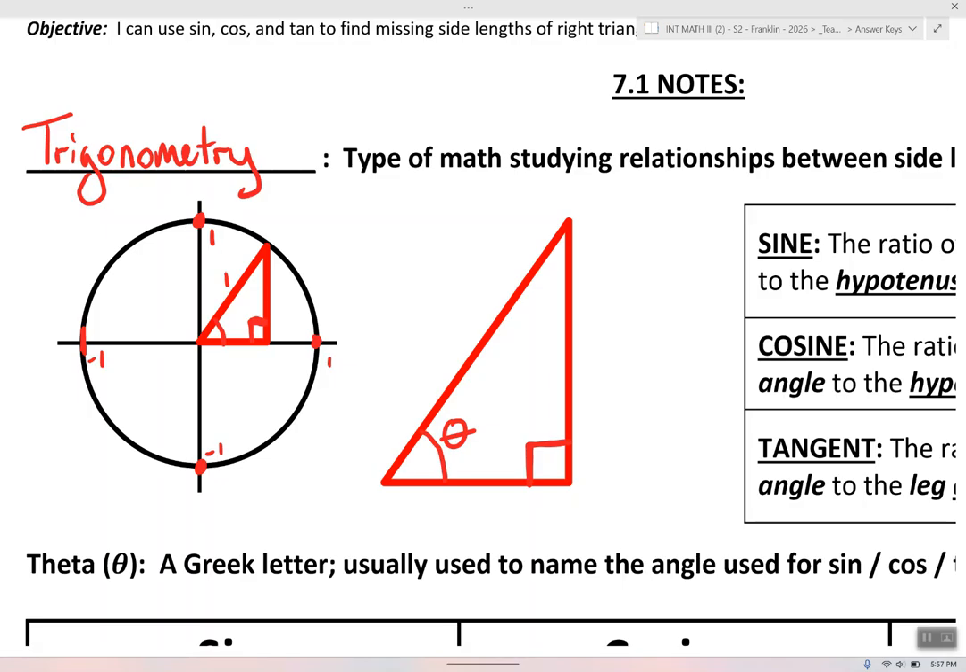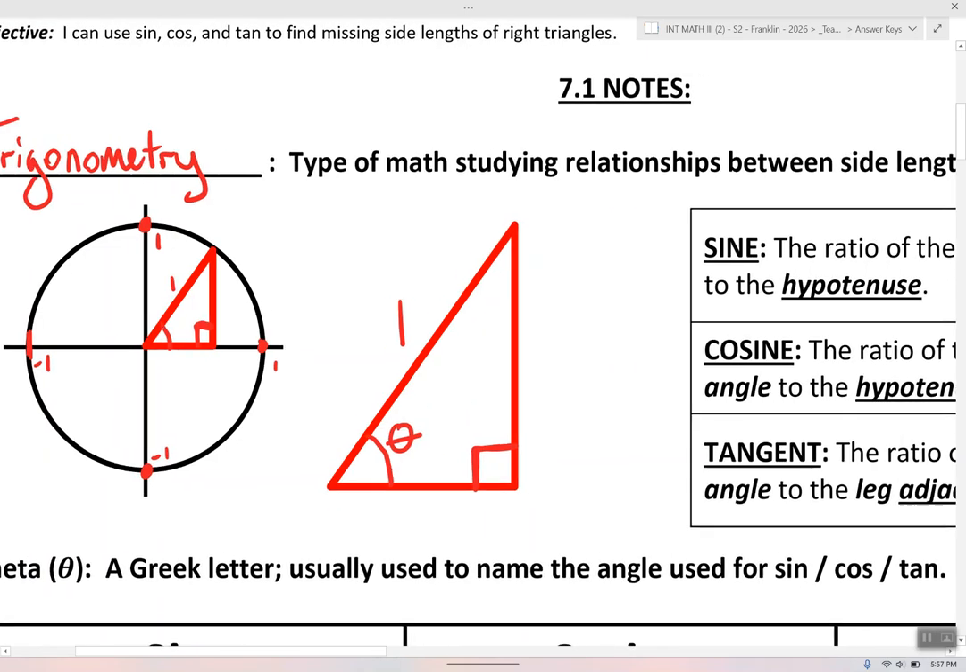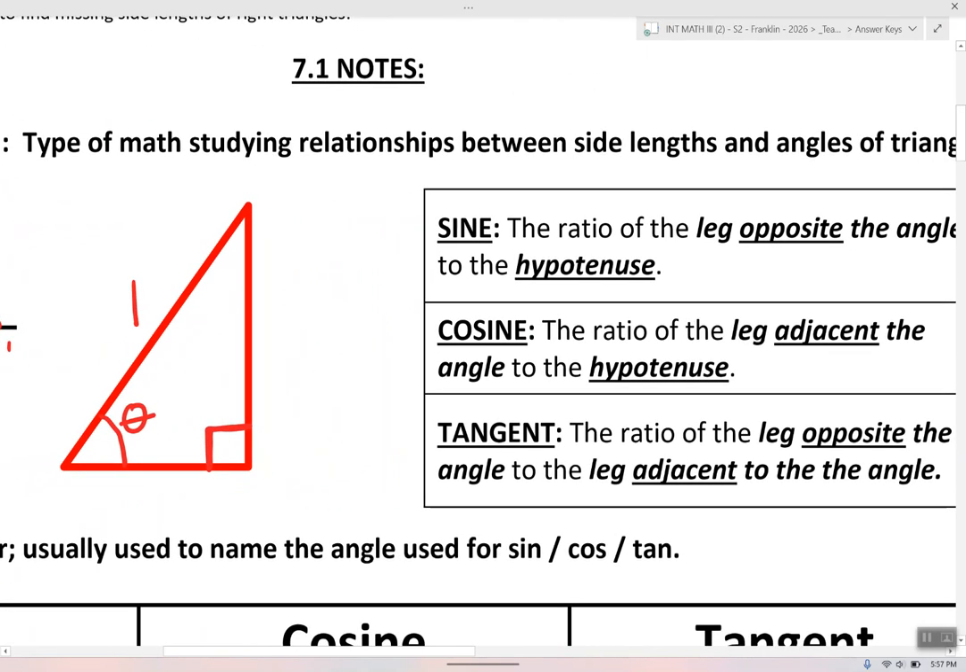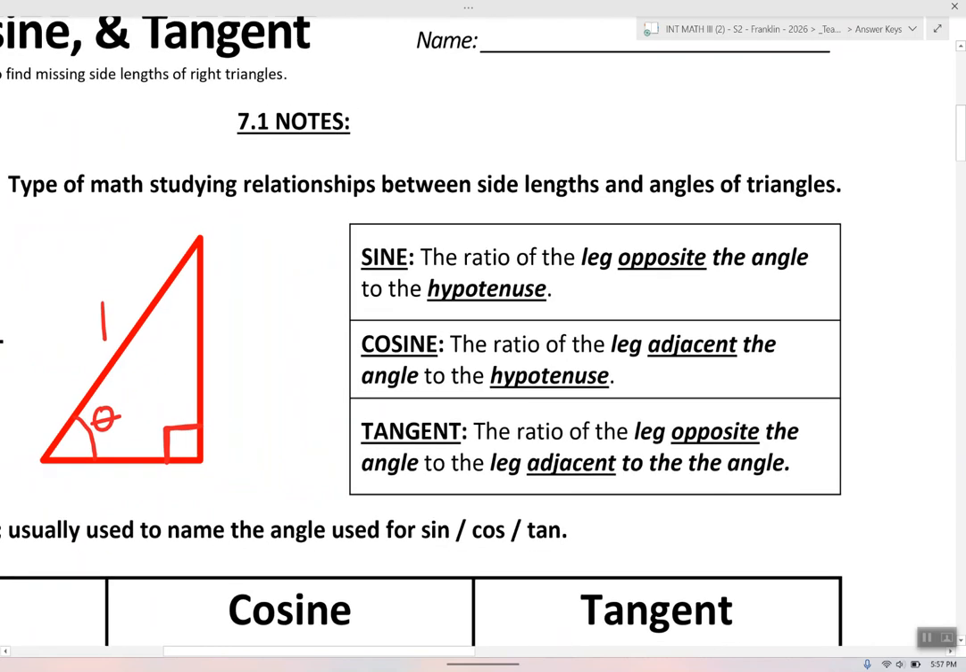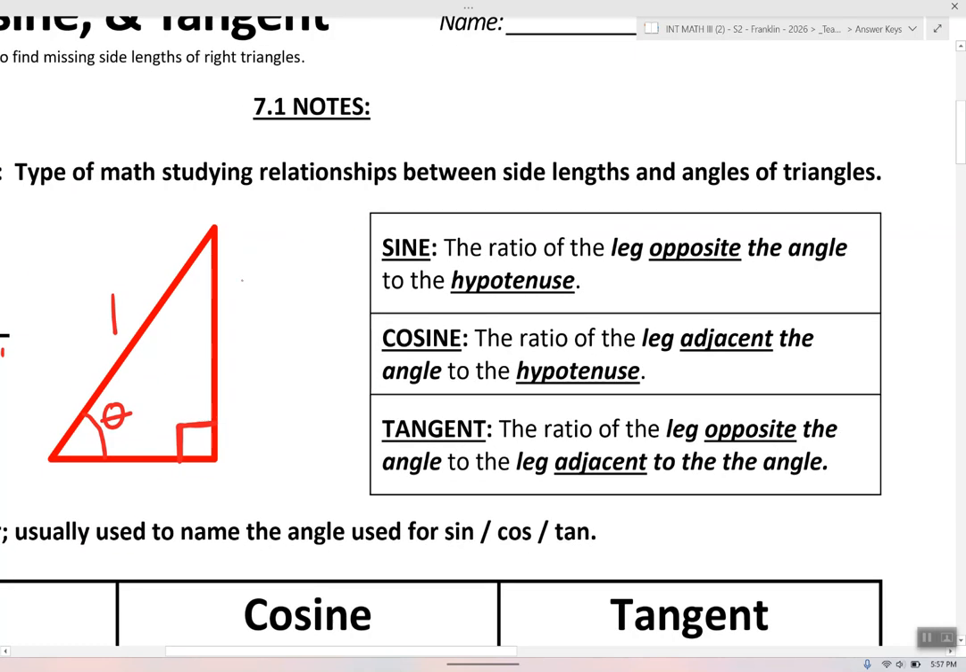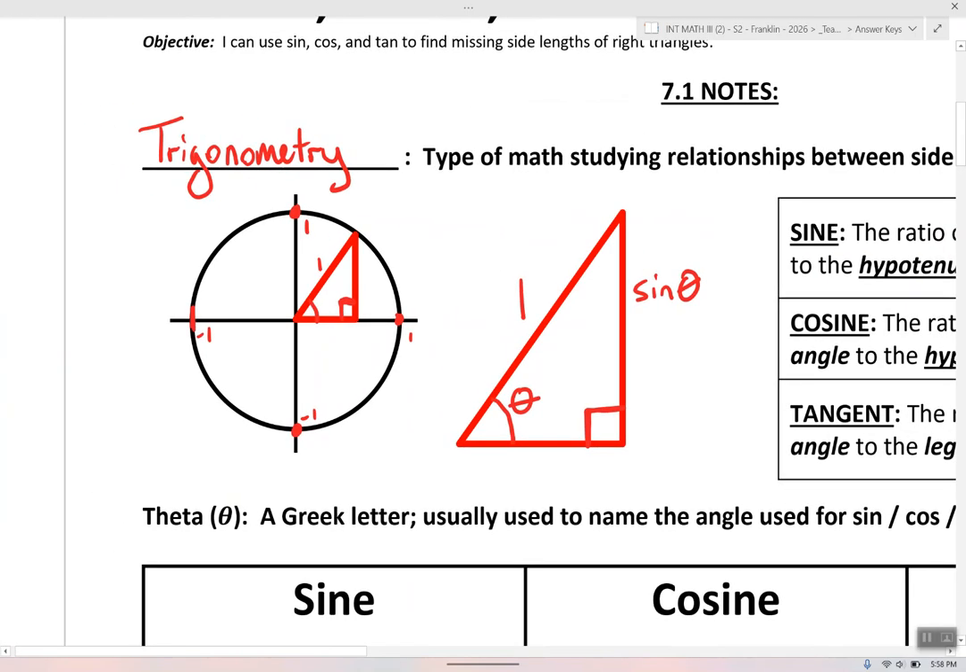Okay, so if we have this triangle with this hypotenuse of 1 unit, and then this angle theta, sine, which you may have heard before like a sine wave or a cosine wave, sine is just the ratio of the leg opposite the angle, so this leg here, to the hypotenuse. And if the hypotenuse is 1, then this just equals whatever sine theta is, this y value. So no matter where you draw this triangle around this unit circle, the distance between the x-axis and the circle vertically, the y value, is sine of theta.